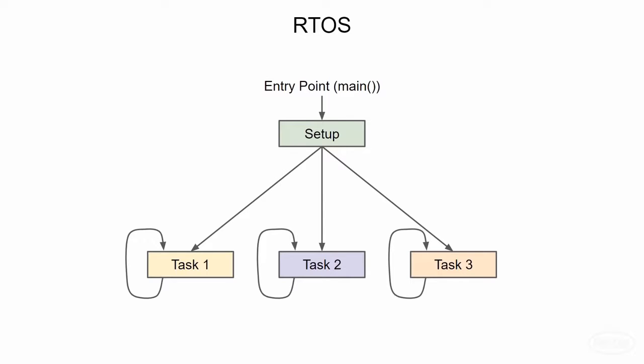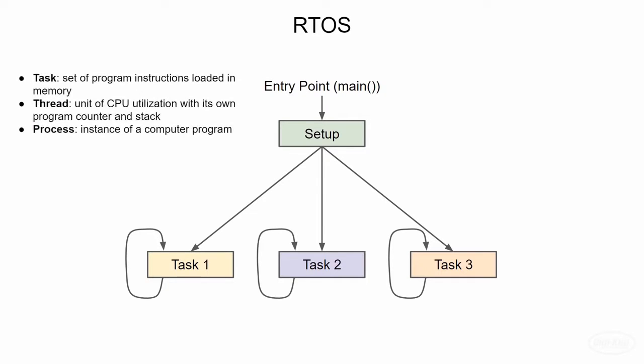Note the terminology used here. A task is any piece of work we want to get done in code. A thread is a unit of CPU utilization with its own program counter and set of memory. A process is an instance of a computer program that's being executed. Usually, a process will have one or more threads used to accomplish tasks.